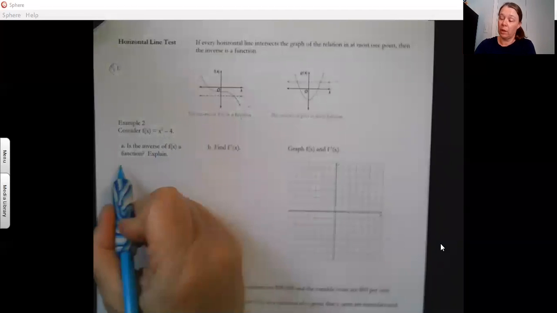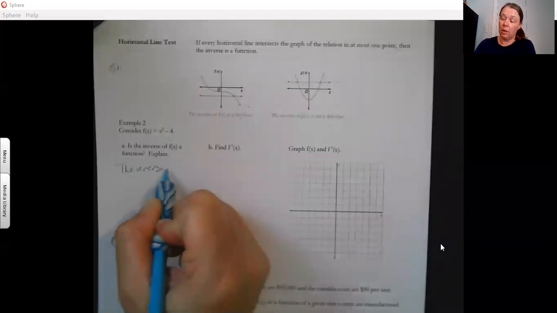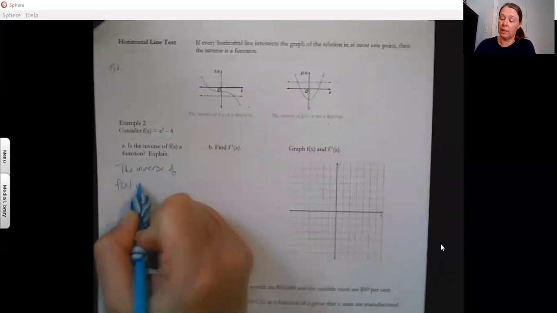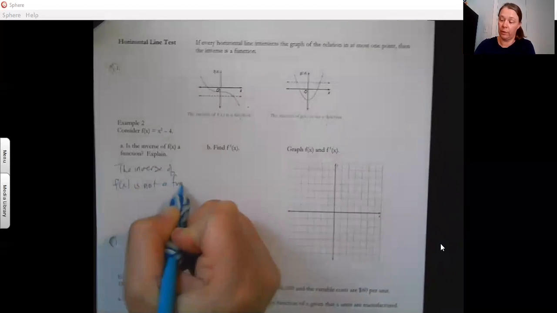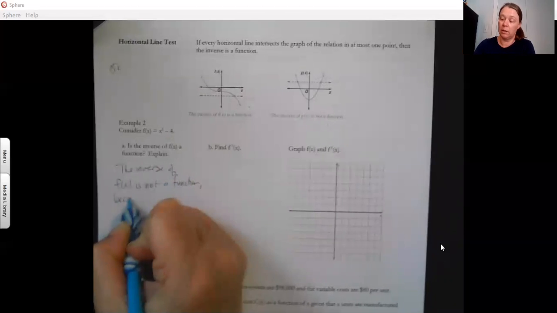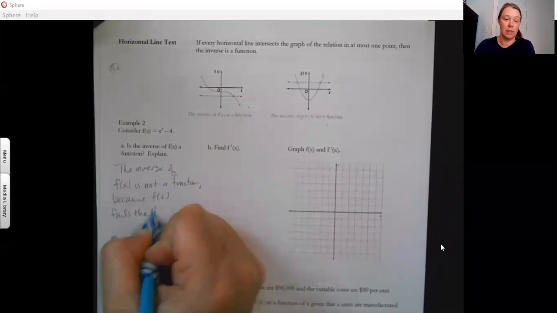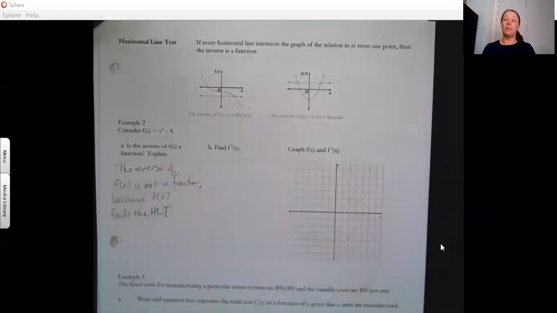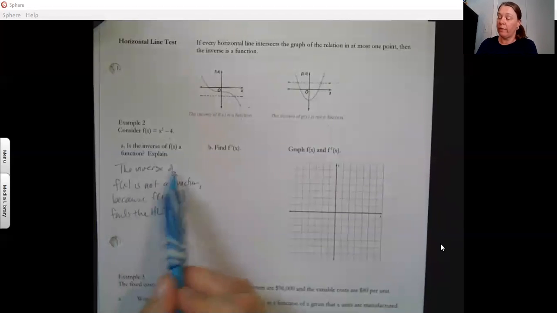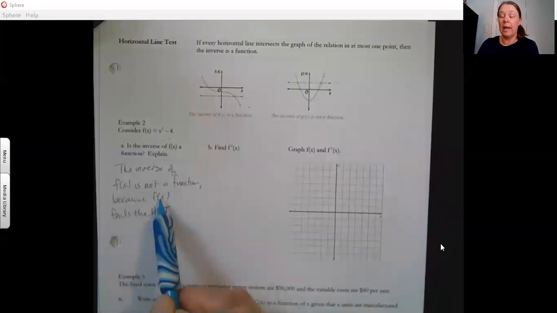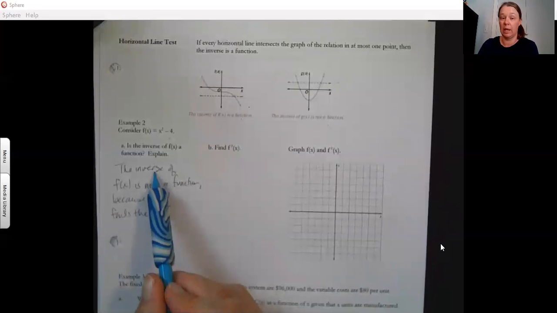No. So the inverse of f of x is not a function because f of x fails the horizontal line test. I'm just going to write HLT. It's important here that we're really specific about what we're referring to when we talk about the horizontal line test. Because if I say the inverse of f of x is not a function because it fails the horizontal line test, the "it" is referring to the inverse.